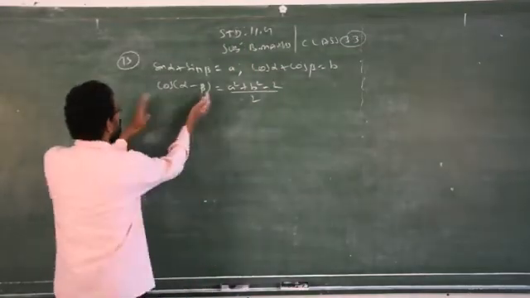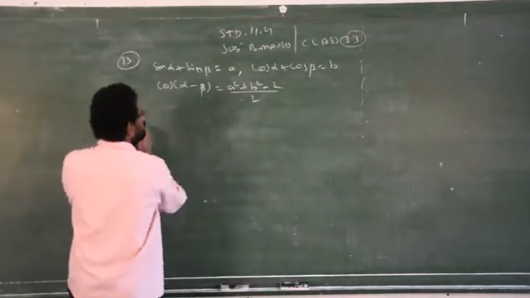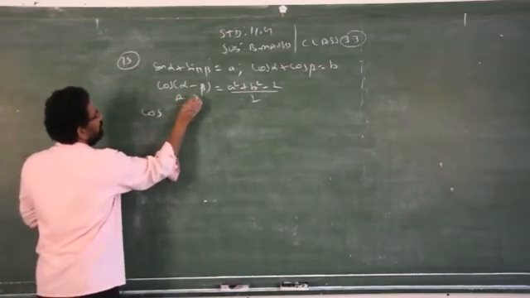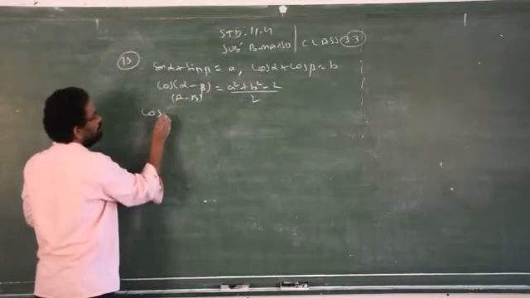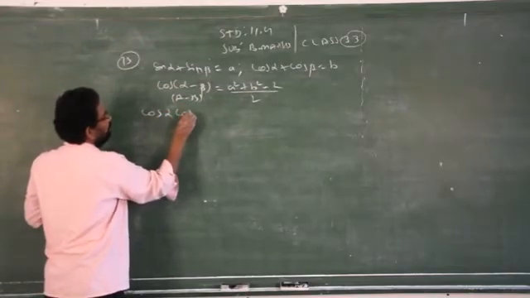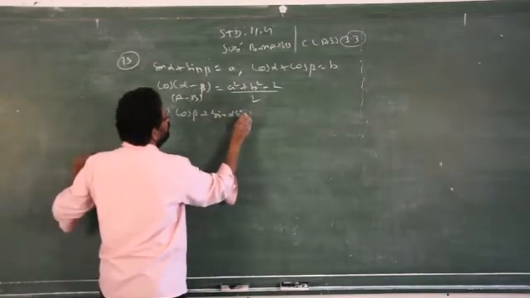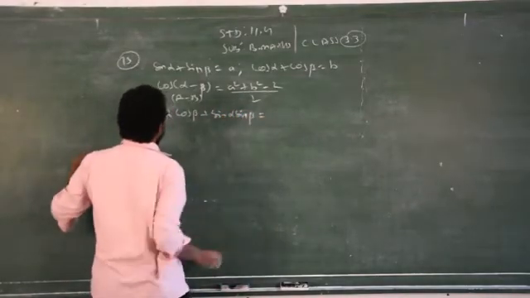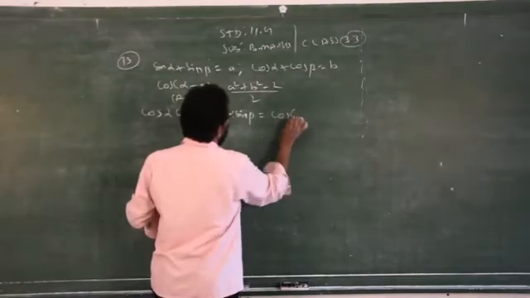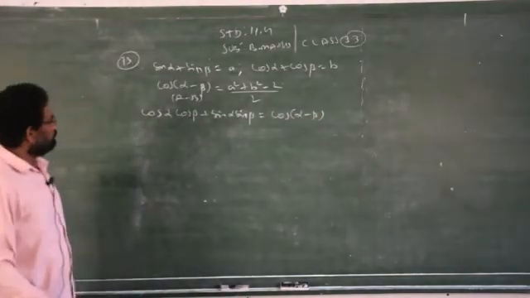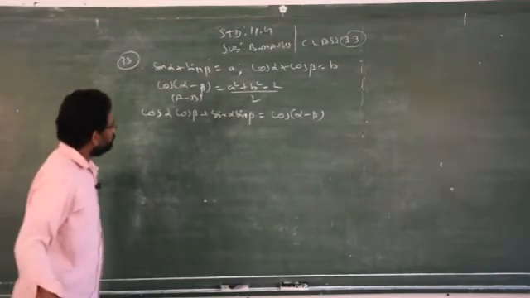So I am taking now the right side. I am proving this result from the right side onwards. So I can apply the cos A minus B formula straight away. What is the cos A minus B formula? Cos A cos B plus sin A sin B is equal to cos alpha minus beta. Cos A cos B plus sin A sin B.